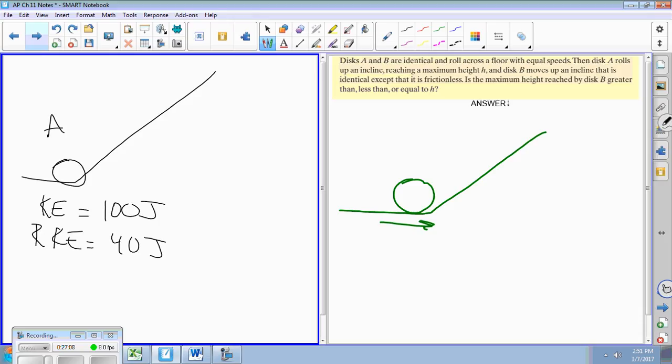Make sense? Now, this A rolls, which means that as it rolls up the hill, it's going to lose kinetic energy, and it's going to turn slower and slower until it stops turning. So at its highest point, what's the KE going to be? 0. What's the RKE going to be? 0. And therefore, the GPE at the top must be 140 joules. Sorry, I'm using honors notation. Are you guys cool with this? Kinetic energy, rotational kinetic energy, gravitational potential energy?